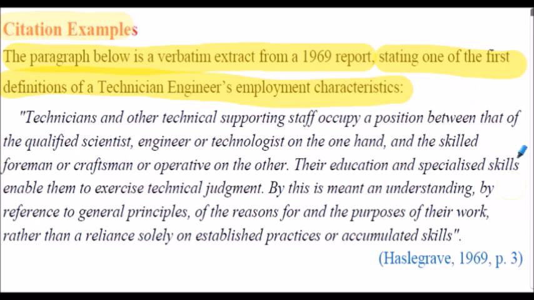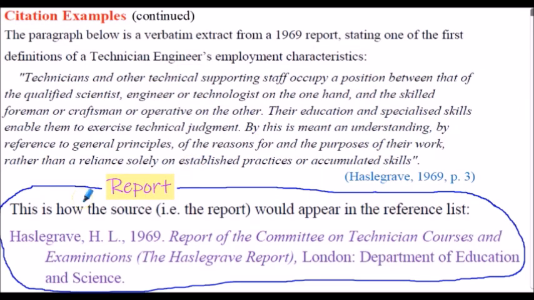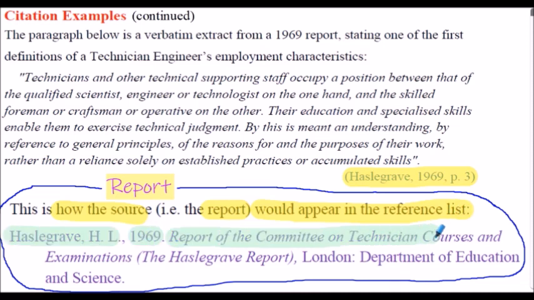I'll let you read it at your own pace, but here's the in-text citation, Hazelgrave, 1969, page 3. So Hazelgrave is the author. This is actually a report. It was published in 1969, and this quote is stated on page 3. Again, notice a subtle difference in the way the page number is stated here compared to some of the previous illustrations we've seen. And this is how the source, a report in this case, would appear in the reference list at the rear of the document. So this is how the document would be stated in the list of references.